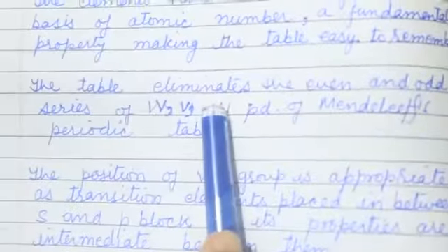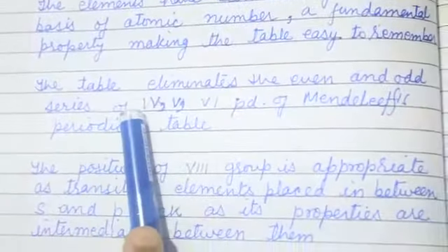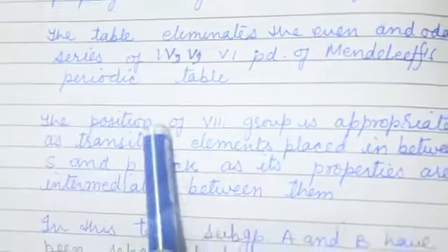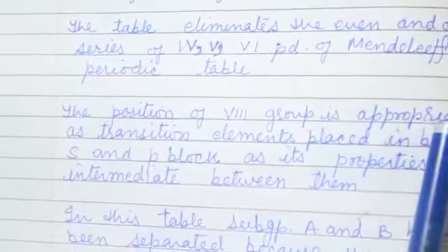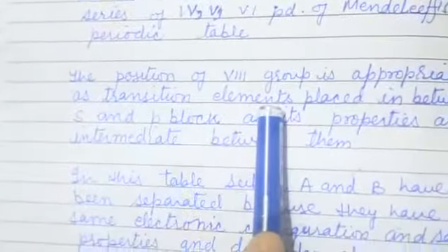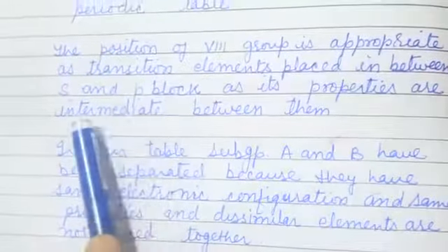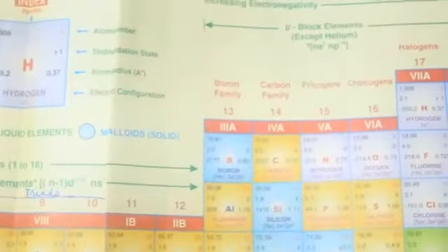The table eliminates the even and odd series of the 4th, 5th and 6th periods of Mendeleev's periodic table. The position of the 8th group is appropriate, as the transition elements are placed in between the S and P blocks, as their properties are intermediate between them. This is the S block, this whole is the P block, and the D block is in between them because its properties resemble both of them. That is why it is placed in between the S and P blocks.